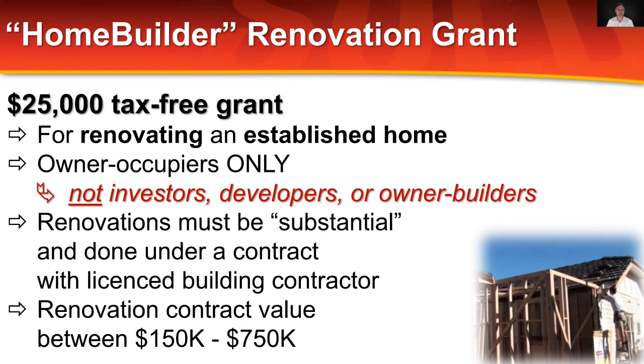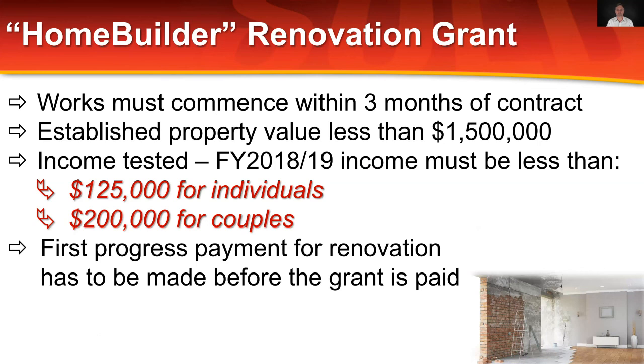Because if you have a look at the criteria, it's only for renovating an established home. It's only for owner-occupiers. No investors, no developers, and no owner-builders can apply for this. The renovation must be substantial, meaning it's got to cost somewhere between $150,000 and $750,000. Works need to commence within 3 months of the contract, the contract being the builder's contract. So you must engage a builder. You can't be an owner-builder. You can't do the trade yourself. You need to engage a builder, which means you need plans, you need permits, you need all the authority stamped and ready to go.